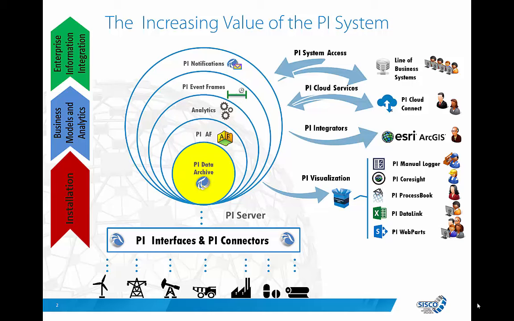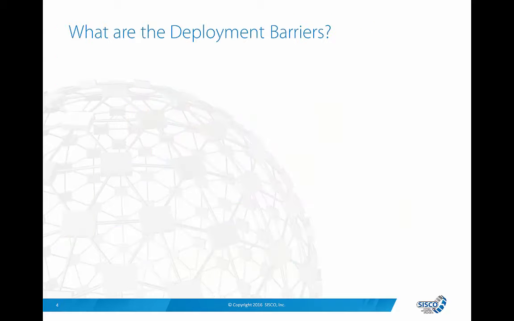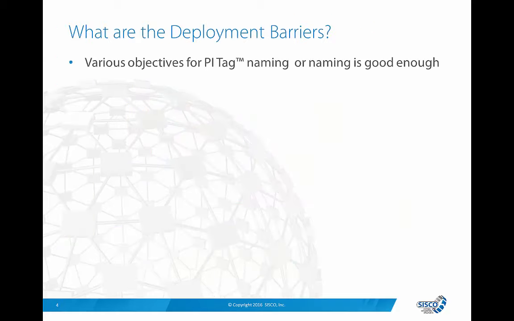This presentation discusses those barriers, how to break down those barriers, and methodology and tooling that will allow a rapid deployment and potential adoption of AF and the advanced capabilities of the Pi system. What are the deployment barriers?